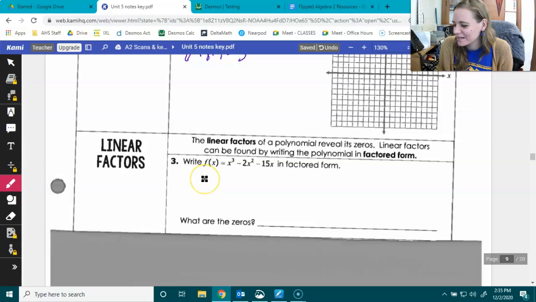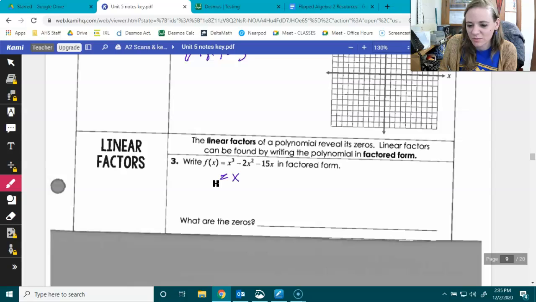Alright, linear factors is a way to have polynomials reveal their zeros. Linear factors can be found by writing the polynomial in factored form. So if you wanted to, you could write it out in factored form, but actually we're not going to do that. But like I said, you could take out the GCF, and so this would be x, and so on. That's the same thing as getting your zeros. Like, remember this, you have your sets. I'll just go ahead and put what the answers are. x minus 5 and x plus 3. Just to show you that this is the same thing as these answers that we just did.